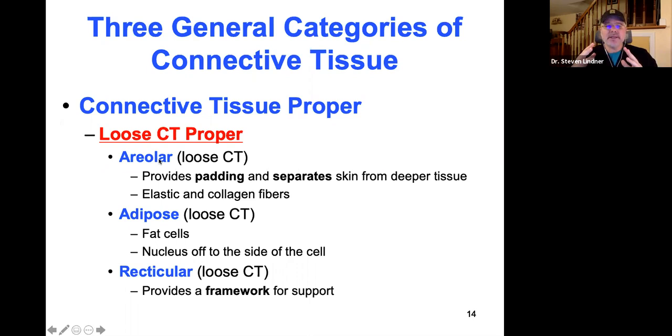Now, areolar is what happens if you were to pinch your forearm and pinch your skin, you can separate your skin from the deeper muscle. So that's areolar connective tissue. That's the padding that separates your skin from whatever lies deeper to it. And it's made up of elastin and collagen fibers. These are different types of protein fibers. Whenever you see elastin or elastic, you're thinking elasticity, the ability of something to stretch and rebound back to its original size and shape. Collagen, when you see collagen, you're thinking about a protein that's more designed for strength and stability and structure.